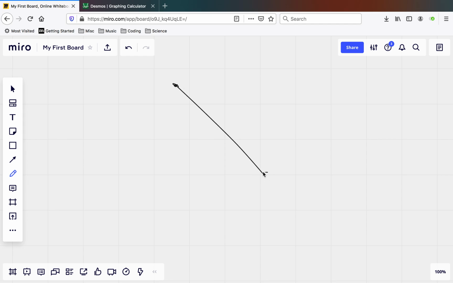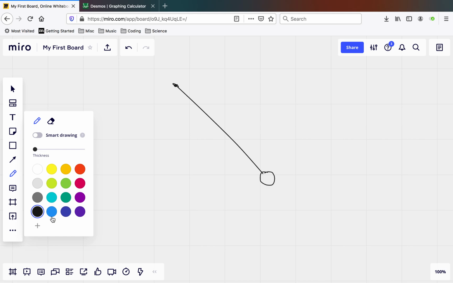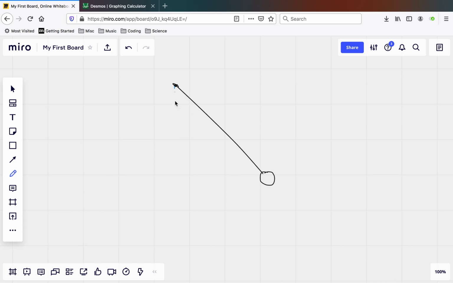Here's the rod, and here's our bob. I've drawn the bob as a circle just for simplicity. In reality, we're assuming that the bob has a negligible size. And let's use blue for this geometry. Here's our angle theta.